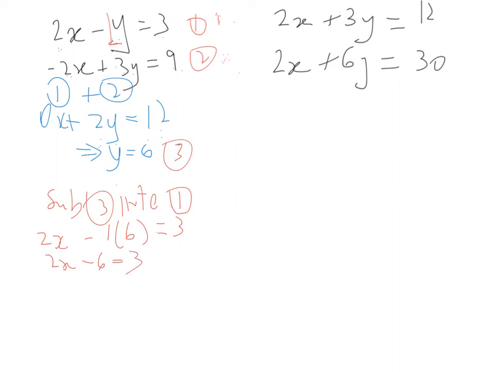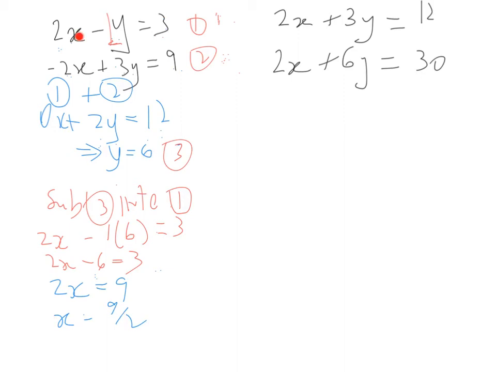So -6, we're going to add 6 to both sides. So we're left with 2x equals 9. And then we'll say x equals 9 over 2. So for this, y equals 6 and x equals 9 over 2.